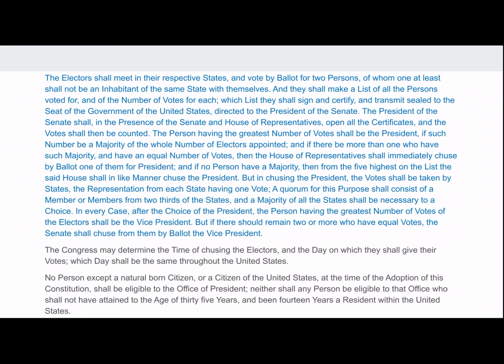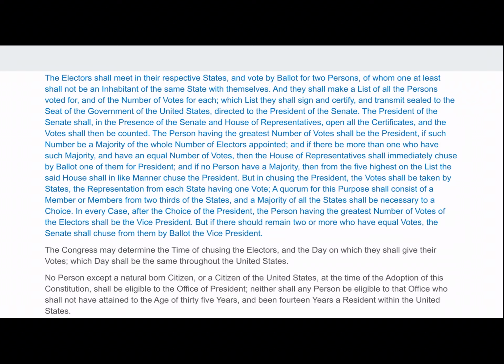The person having the greatest number of votes shall be president, if such a number be a majority of the whole number of electors appointed. And if there be more than one who have such a majority and have an equal number of votes, then the House of Representatives shall immediately choose by ballot one of them for president. And if no person have a majority, then from the 5 highest on the list, the said House shall in like manner choose the president.